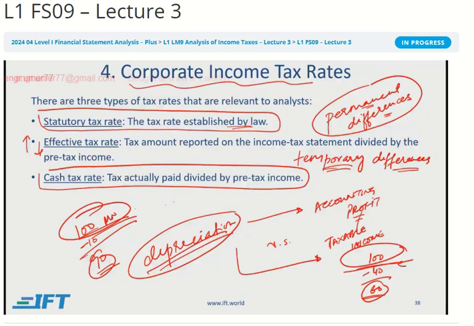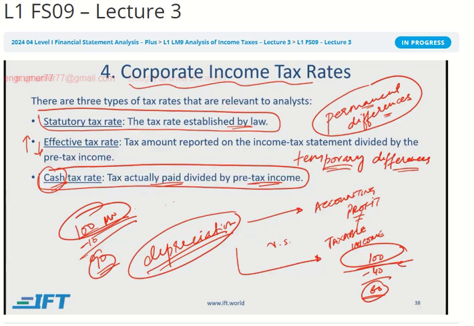So this is just a temporary difference, but it does result in a different amount of tax being paid for the time being, and therefore the cash tax rate, which is the tax actually paid divided by the income, will be different, right?